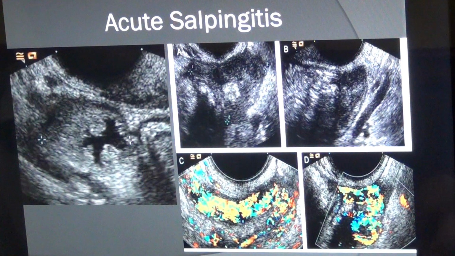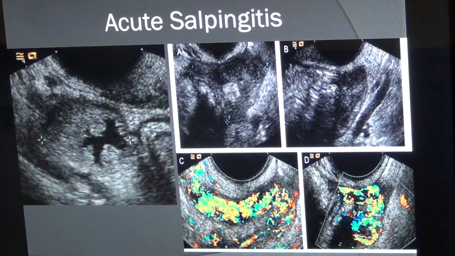So now let's go to acute salpingitis. What is acute salpingitis? What is salpinx? Salpinx is nothing but the fallopian tubes of the female. There are two fallopian tubes. We also call it oviduct. Simply we call it tubes. Acute salpingitis means sudden attack, sudden infection of the fallopian tubes. It could be unilateral, it could be bilateral.